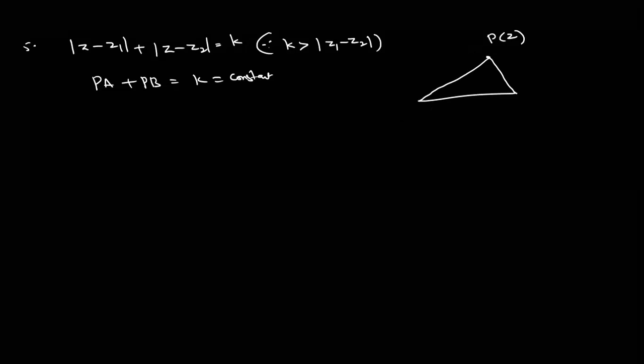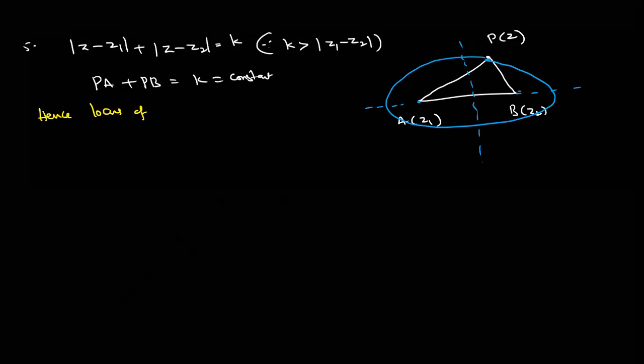P of z, A of z1, P of z2. What are you observing? Ellipse is coming here. So hence, locus of z is an ellipse.